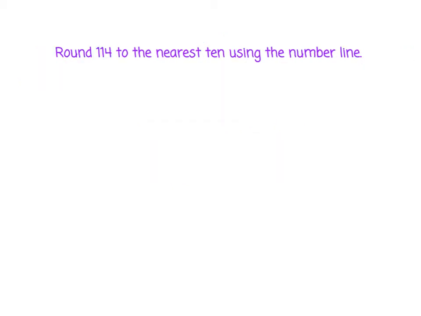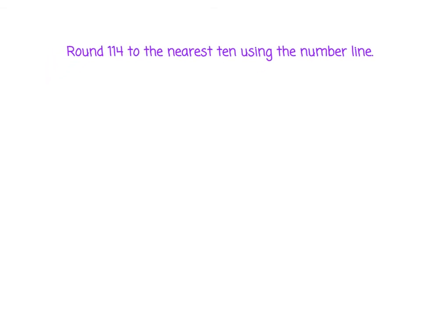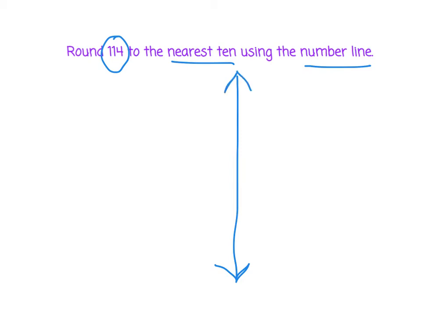Our next one says round 114 to the nearest 10 using the number line. So I'm going to draw another number line. Remember, it's going to go from top to bottom. And then I'm going to draw 3 tick marks, one at the bottom, one in the middle, and one at the top. Now I need to ask myself, how many tens are there in 114?